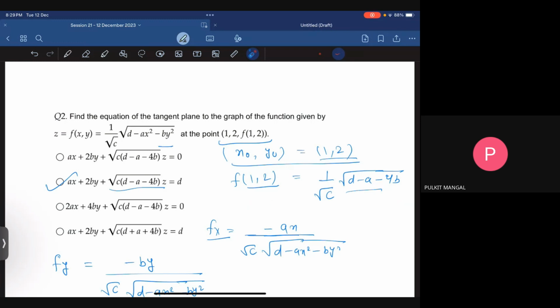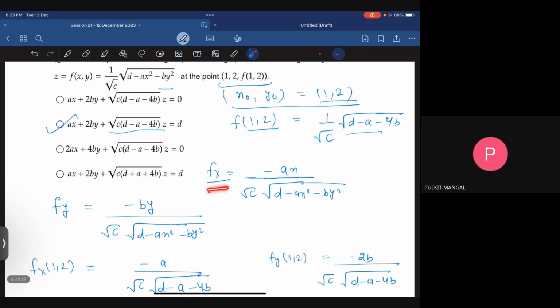Next step was to find the partial derivative with respect to each variable. So I first found the partial derivative with respect to x. As we have already seen how to find the partial derivative for this type of function in the previous question, I just simply wrote it directly, that the partial derivative would be negative ax divided by under root of c times under root of d minus ax square minus by square. Same would be for the partial derivative with respect to y. It's just that in place of x, it will come as y.